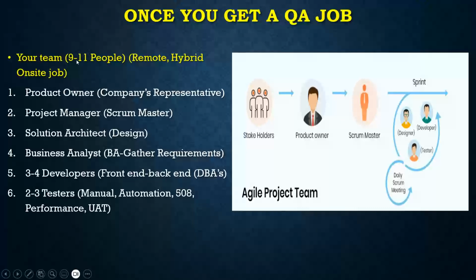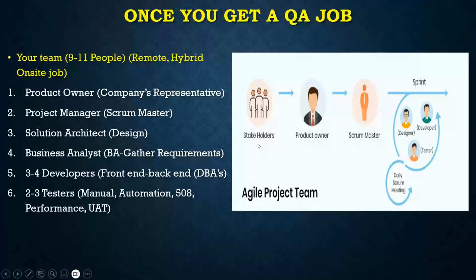Out of 9 to 11 people, there could be 2 to 3 testers in your team. You would be one of the testers, like a manual tester, automation tester, 508 tester, performance tester, or UAT tester. Let's say your company hired you as a manual tester. So what you will do, let's say we have a requirement, this screenshot should display stakeholders and this image. Your job is to just verify whether this application has stakeholders and this image. That's it. This is manual inspection or manual testing.